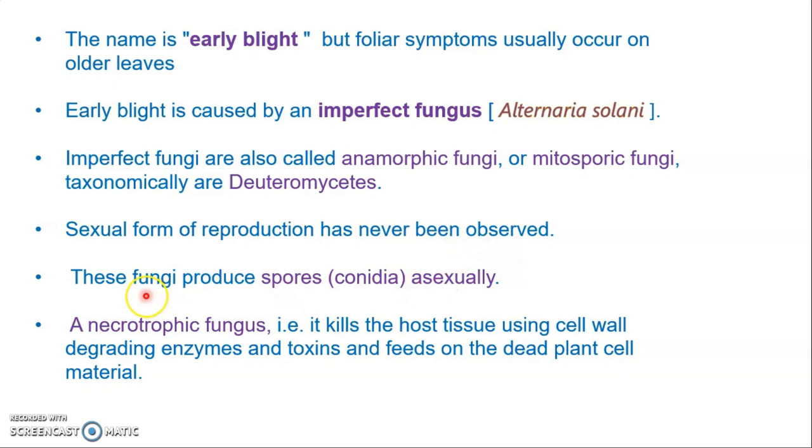So these fungi produce conidia asexually. And the sixth point is this: Alternaria solani is a necrotrophic fungus. What is meant by necrotrophic fungus? A necrotrophic fungus kills the host tissue using cell wall degrading enzymes and toxins and feeds on the dead plant cell material. It means that it kills the potato and tomato tissues first and then feeds on those tissues. So it is a necrotrophic fungus.